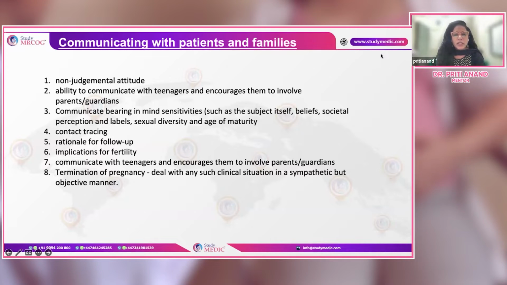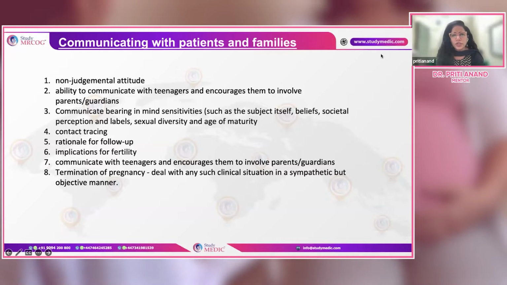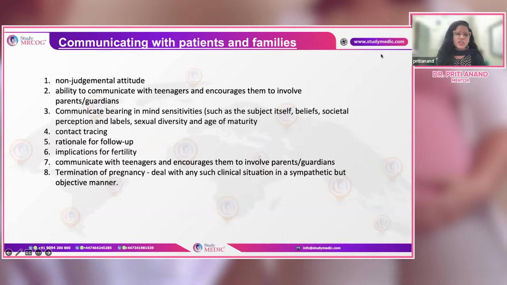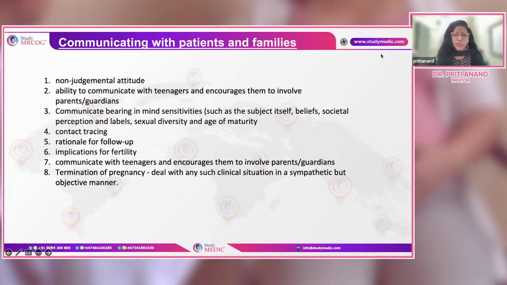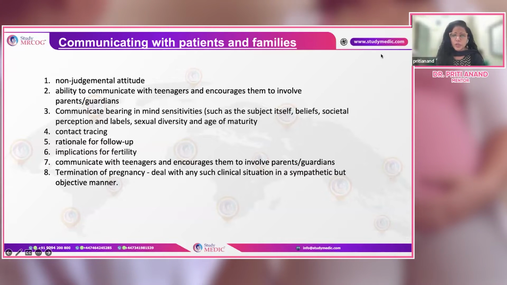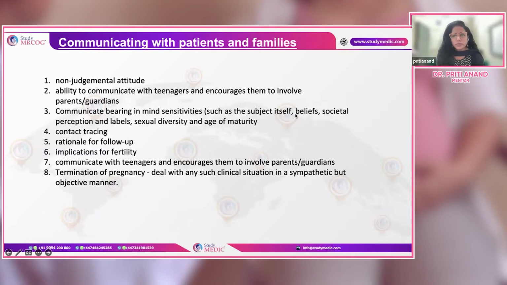Communicate bearing in mind sensitivities like the subject itself, beliefs, societal perception, labels, sexual diversity, and age of maturity. With infections, always talk about contact tracing, rationale of follow-up, and implications for fertility. Communicate with teenagers and encourage them to involve parents, which we have already discussed. And when the patient comes to you for termination of pregnancy, deal with any clinical situation in a sympathetic but objective manner.